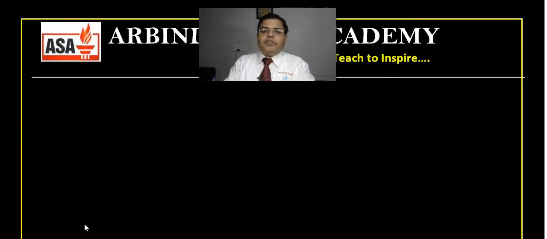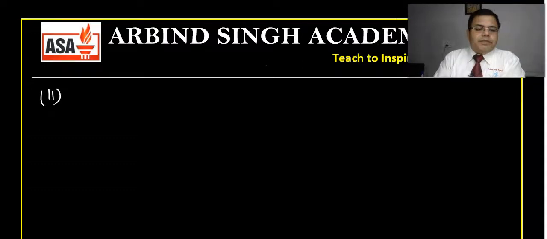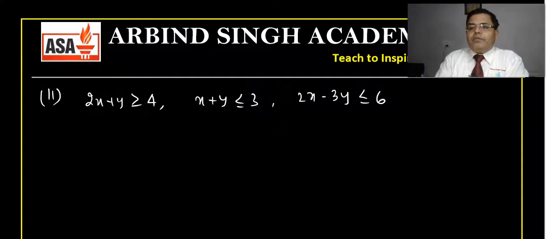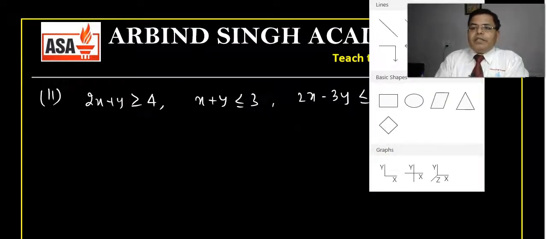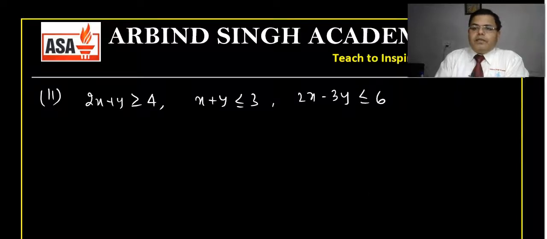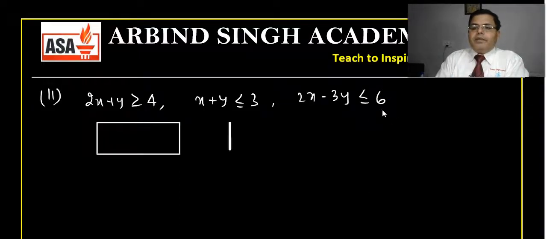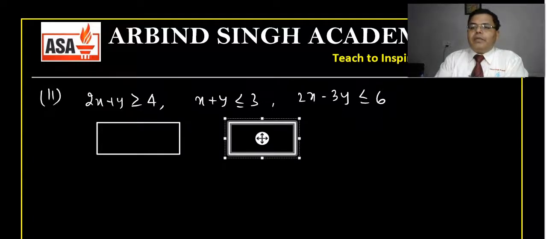Let us solve this question. Question number 11 is given: 2x + y is greater than or equal to 4, x + y is less than or equal to 3, and the third inequality is 2x - 3y is less than or equal to 6. So we have to make three tables corresponding to these three equations. Let me write them here in vertical. The first one is a table for it, right? Now this is a table for it. We can make a table for it, and there will be one more table for this also.